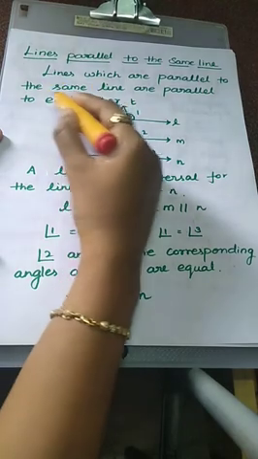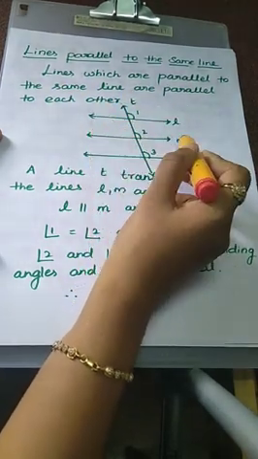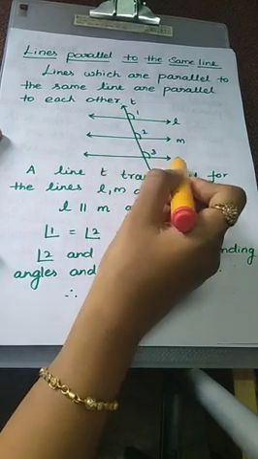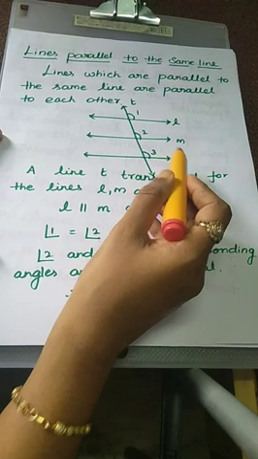Lines which are parallel to the same line are parallel to each other. The line L is parallel to this line M. M is parallel to N. So automatically the line L is parallel to line N. Okay.